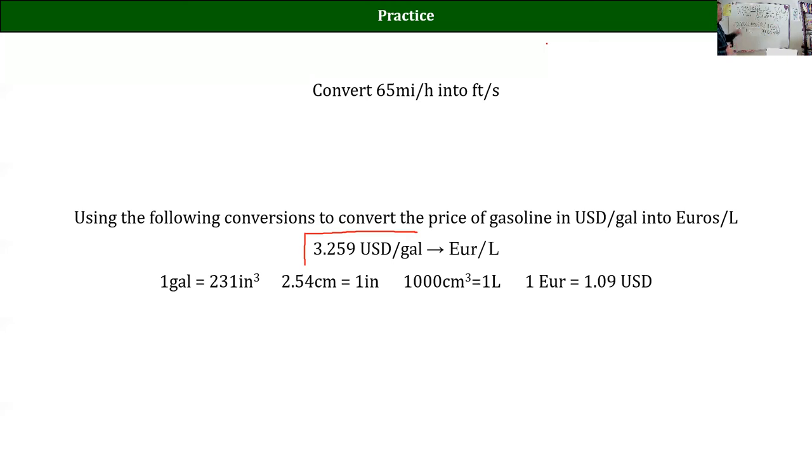All right, so speeds, densities, prices, all sorts of combined units wind up being useful to us in everyday life. And we can convert them just like we would anything else. If we happen to have one of our units on the bottom of the fraction, we just need to change how we're going to cancel things out.